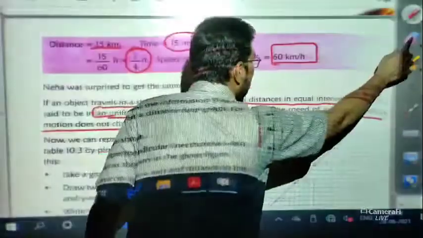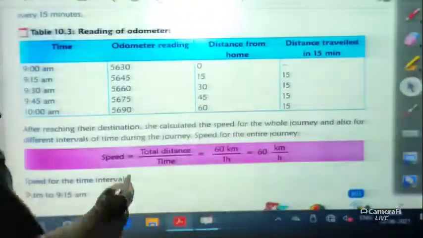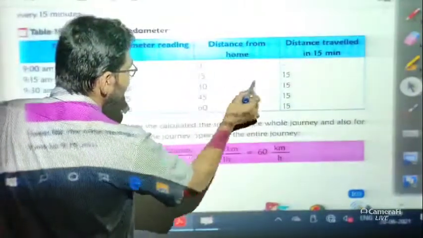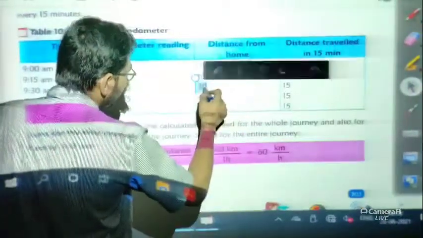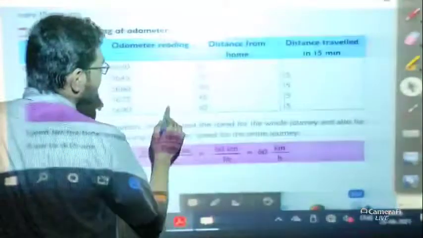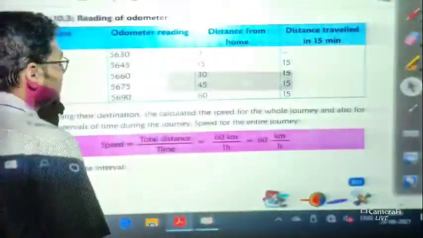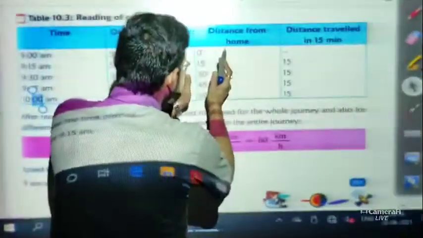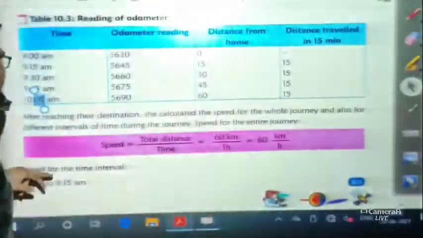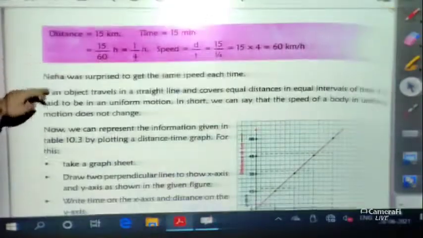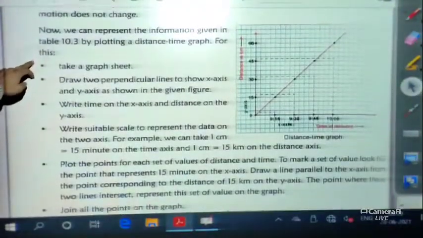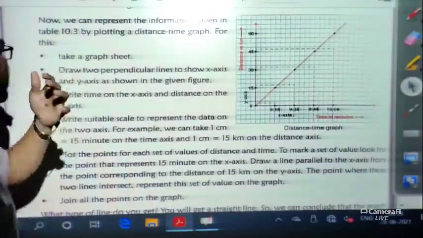Let me show you that it covers equal distance in equal time. You can see here 15 kilometer distance in 15 minute, then also 15 kilometer distance in 15 minute, then next 15 kilometer distance in 15 minute. So it covers equal distance in equal time. That's why we call it uniform motion. Now we can represent the information in a graph. Just have a look.